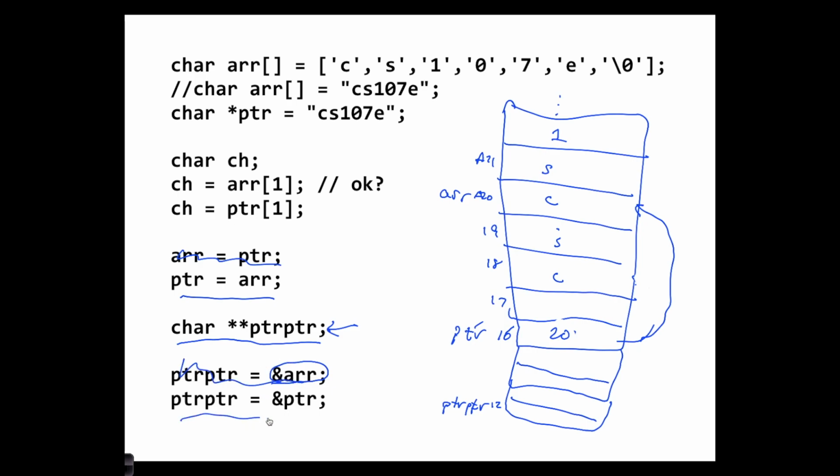This one, on the other hand, what value is going to be in PTR PTR? If I do PTR PTR equals ampersand PTR, 16. So now this is going to point here, and you've got a pointer to a pointer. Does that make sense how these work? You're going to have to practice a little bit of this, writing some of these things out. You'll do some of this in lab, and you'll also do some of it in the next assignment. Questions on this before I erase the diagram?